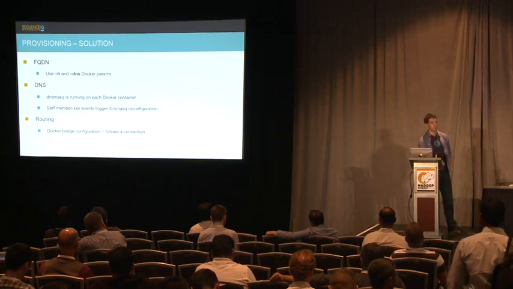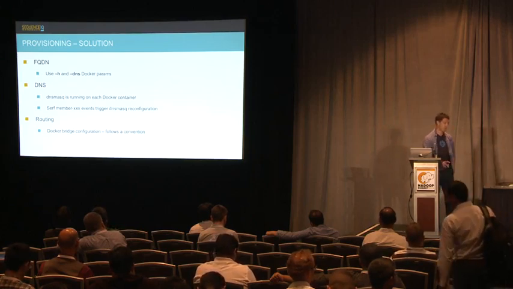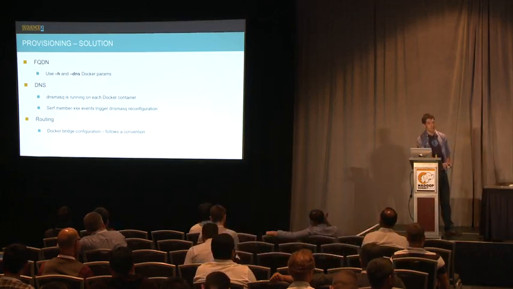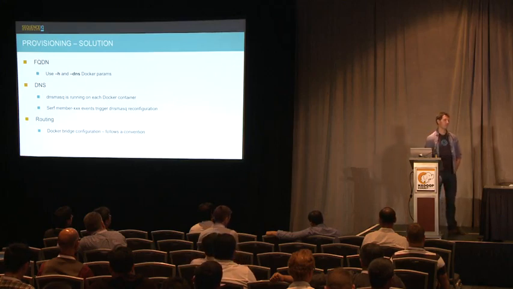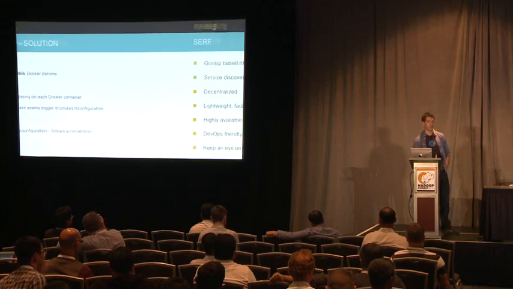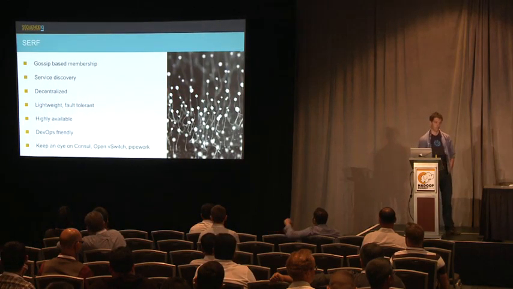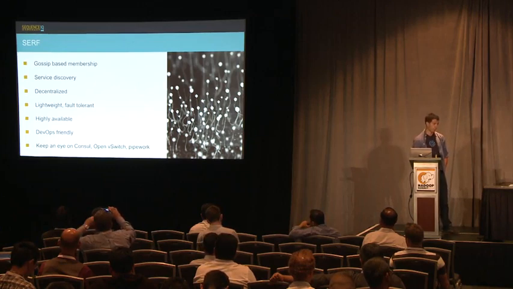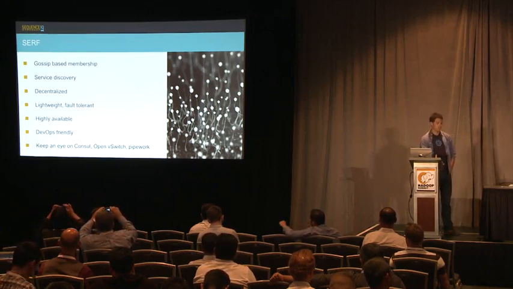And for routing, that's quite simple. You just have to follow a convention for the Docker bridge. For example, on EC2, you can use the reservation index, and within a reservation you have a launch index. You can use that as a convention for issuing IP addresses for the Docker bridge. So, I mentioned Serf.